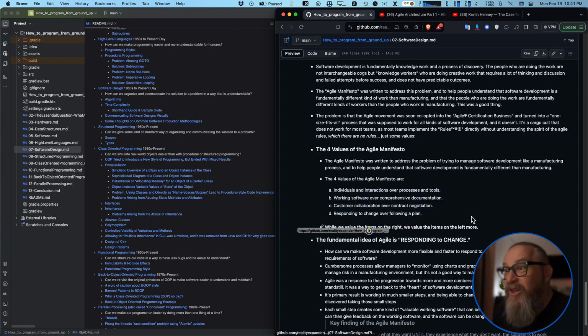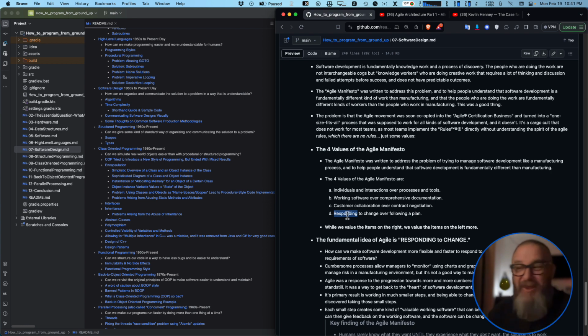While we value the items on the right, we value the items on the left more. Not saying these aren't important. These are very important. But these are more important in many ways. These can crush all this stuff. These can make all this stuff not even a thing, right?